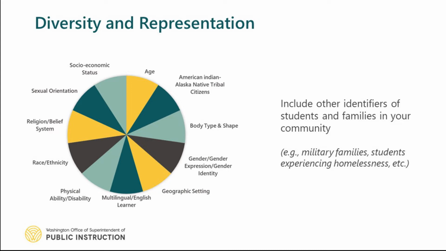This wheel shows some aspects of diversity to consider as you review the criteria in the screening tool. You're also going to want to think about special populations or identifiers of students within your community. For example, you may have a largely military community, or consider students that you have experiencing homelessness, or other particular groups that are highly represented within your population.